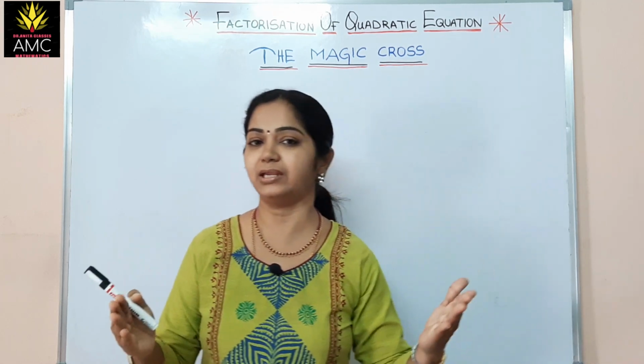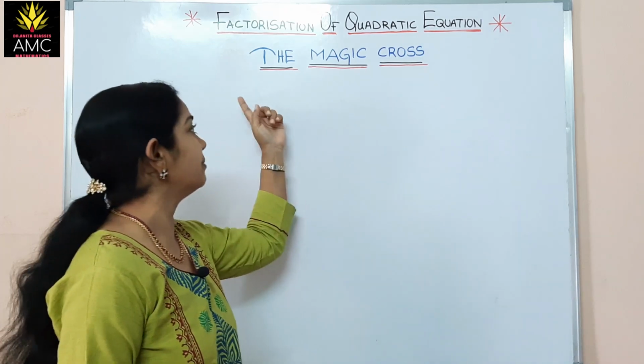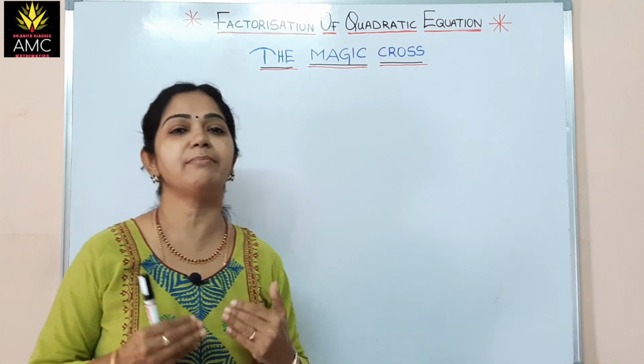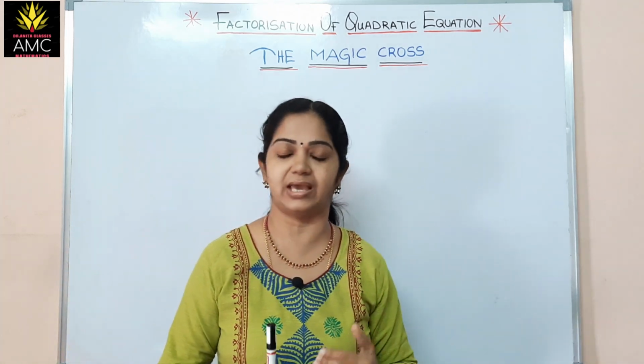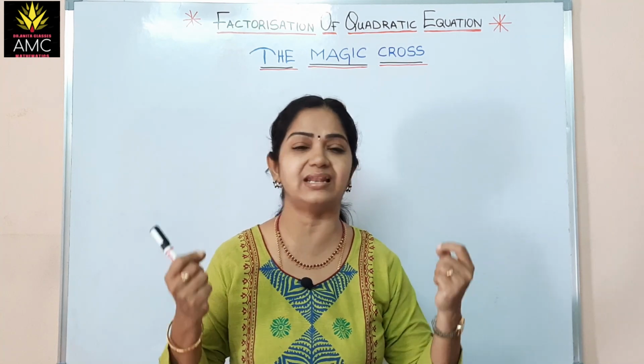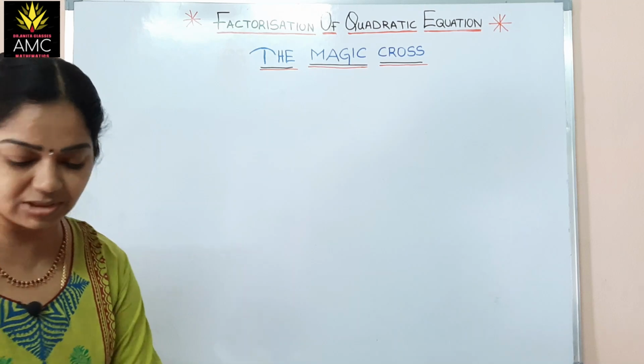Now I'll explain you a simple trick that is called the magic cross method, right, which will make you factorize any quadratic equation in a few seconds. That means in less than 5 seconds, right? Let's get started with the trick.